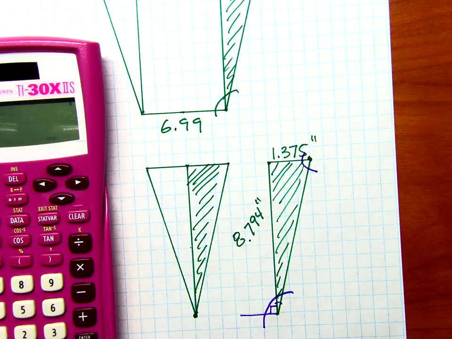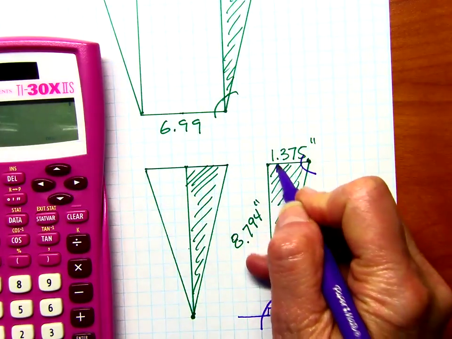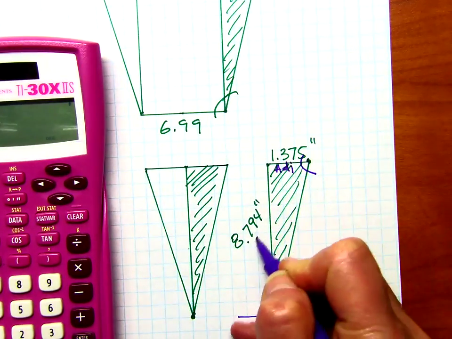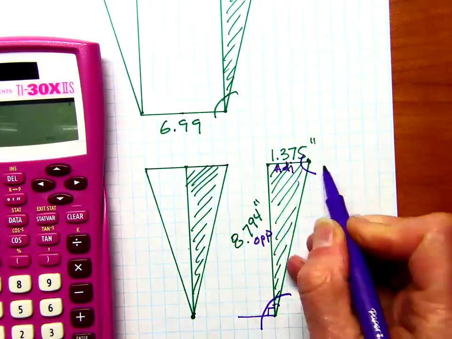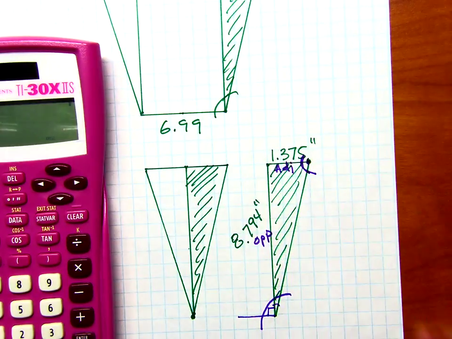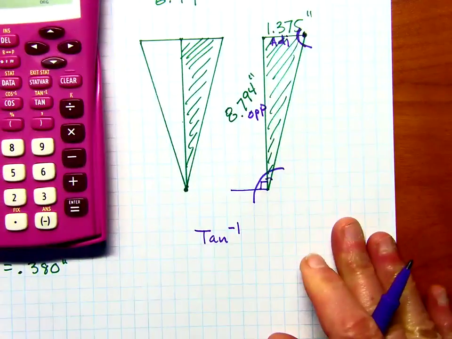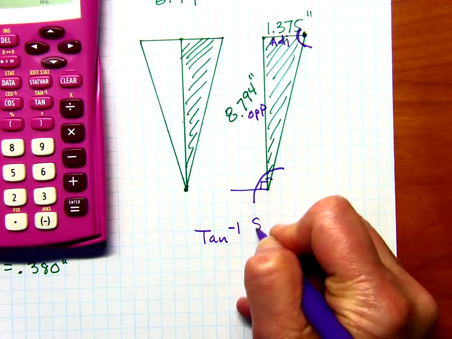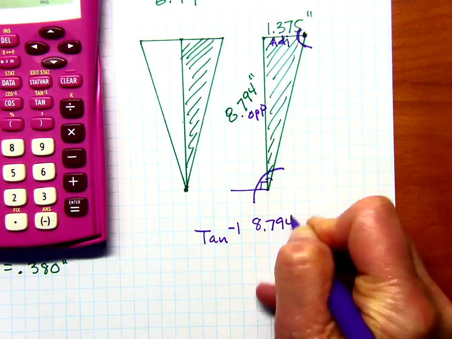Alright, so I'm going to figure out the top, and first let me label my sides. This is adjacent, this is opposite. I want to figure out this angle. I'm going to hit inverse tan, opposite over adjacent.